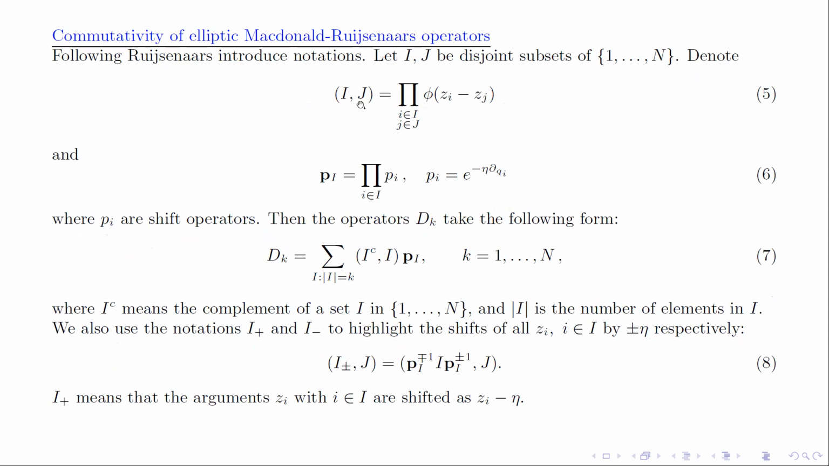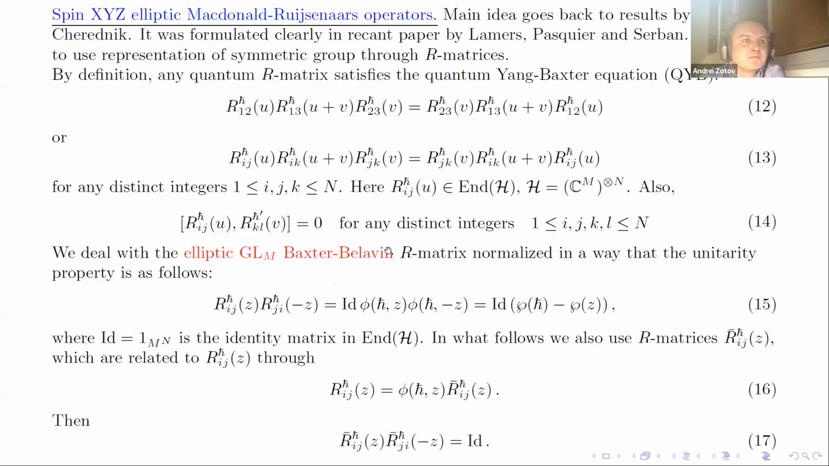The pair of sets of indices, and this bracket means the product of the corresponding functions, where the small i is from I and small j is from J. This is exactly the product which stands here, but one of the subsets is a complement of the other one. So the union is the full set from 1 to n.